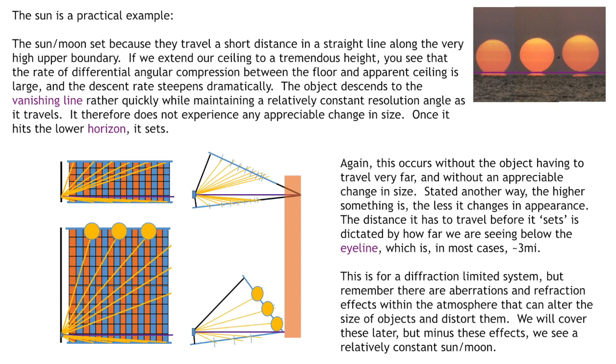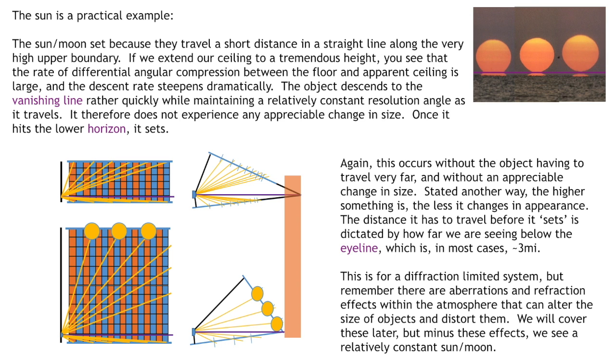So as you probably have guessed, the sun is a practical example of this. The sun and moon set because they travel a short distance in a straight line along the very high upper boundary. If we extend our ceiling to a tremendous height, you see that the rate of differential angular compression between the floor and the apparent ceiling is large, and the descent rate steepens dramatically. So the object descends to the vanishing line rather quickly while maintaining a relatively constant resolution angle as it travels. It therefore does not experience an appreciable change in size.